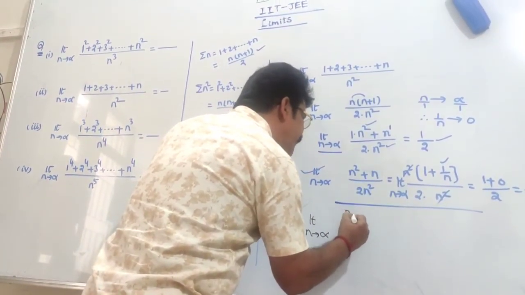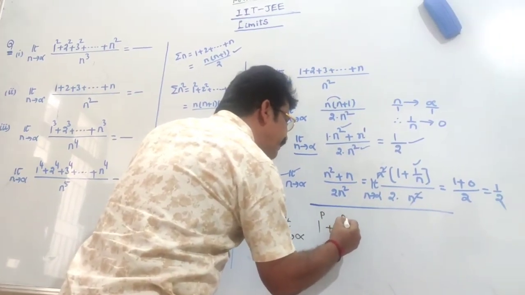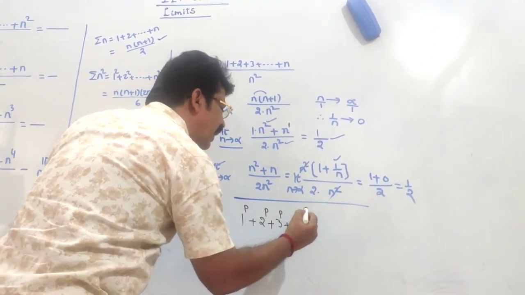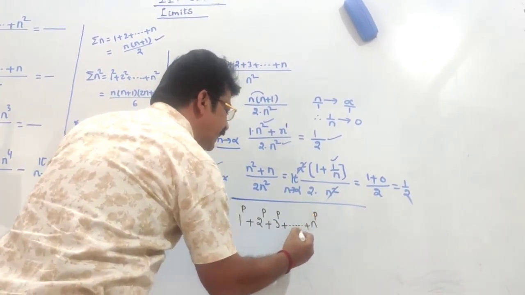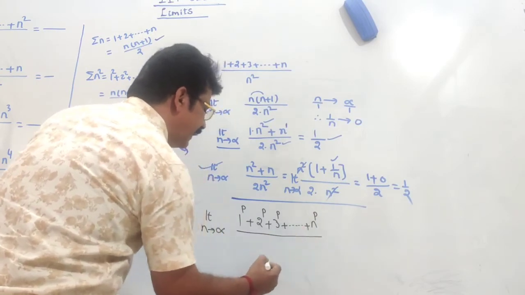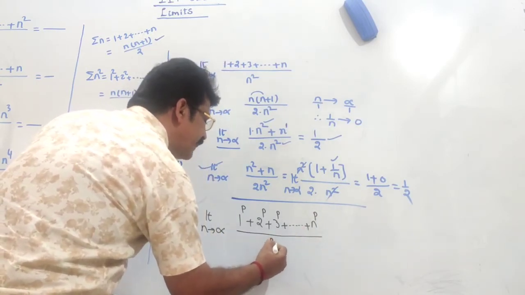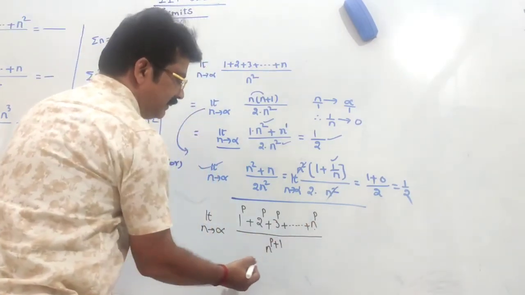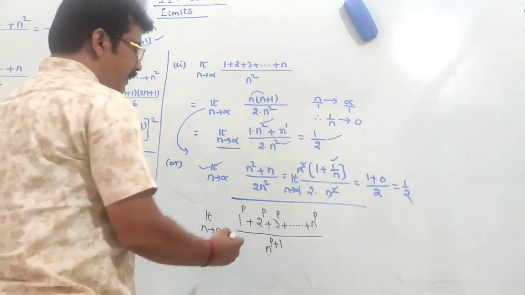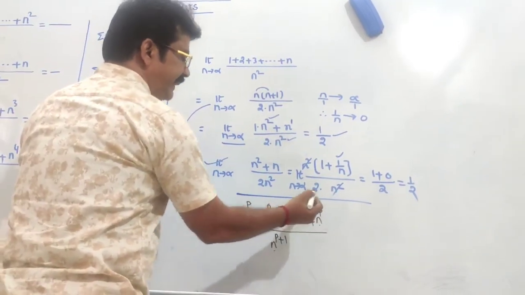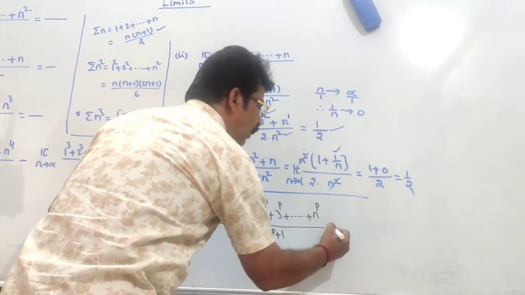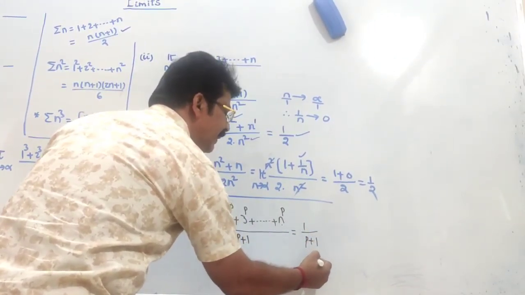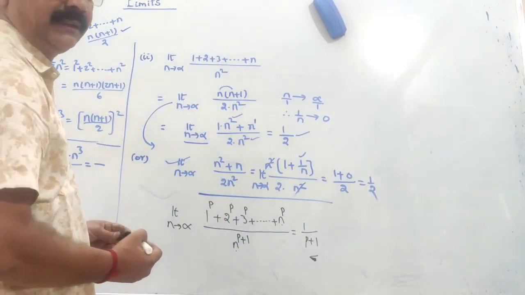1 to the power of p plus 2 to the power of p plus 3 to the power of p plus and so on, n to the power of p, whole divided by n to the power of p plus 1. Observe, it is up to n. The base is also n here. Same exponent p, but it is p plus 1. So use the shortcut 1 by p plus 1. It is a very important, simple shortcut.